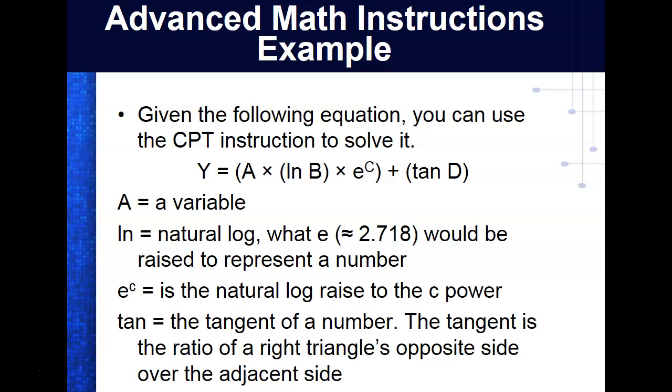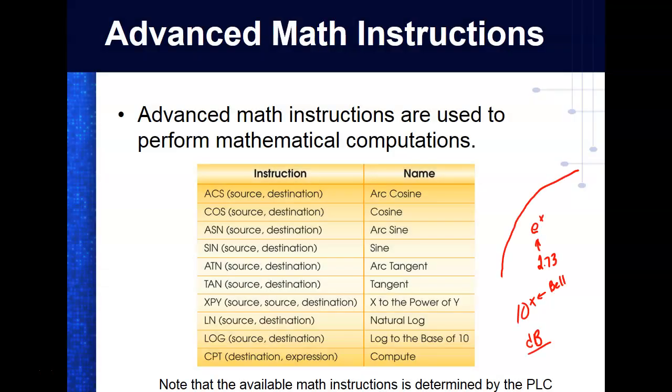So A is a variable. It's going to come from one of our data files. LN is the natural log, which is 2.73, I'm almost sure it's 2.73, guys. Then E raised to the C is the natural log too. But what they're trying to do is demonstrate us using this instruction right here, so this would take E raised to the B power.